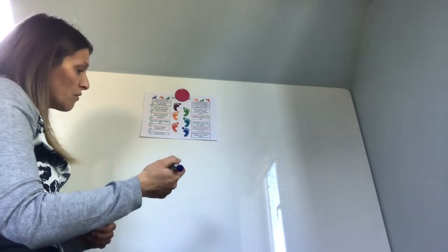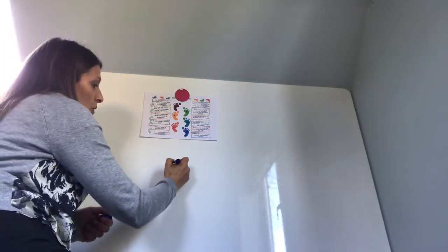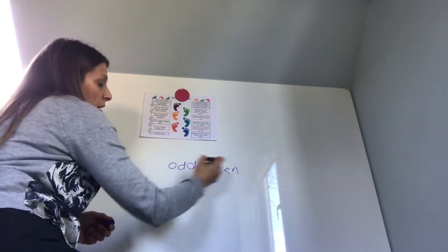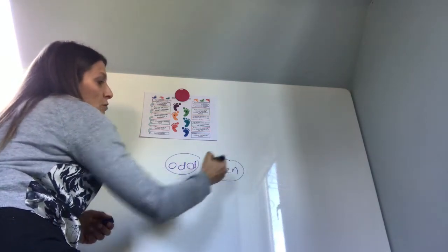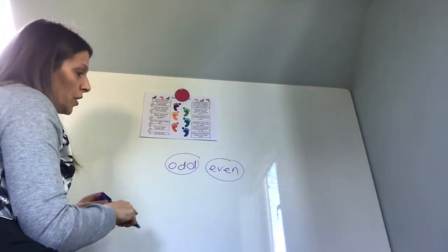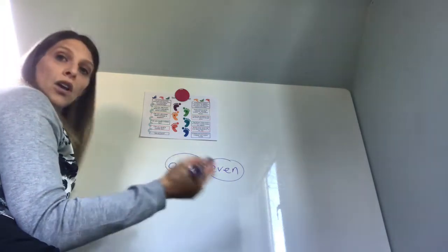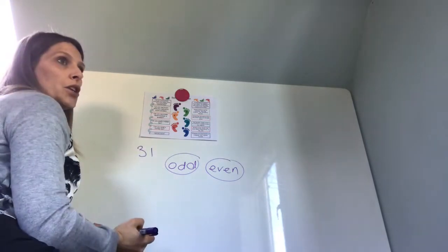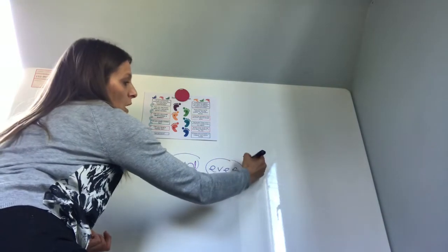So remember, you could play a game like we do sometimes, so odd and even, and then you can get someone to shout out a number to you and you have to decide which one it goes in. So for example, 31, where would 31 go? It would go on odd. What about 22? Where would that go? That would go over here.